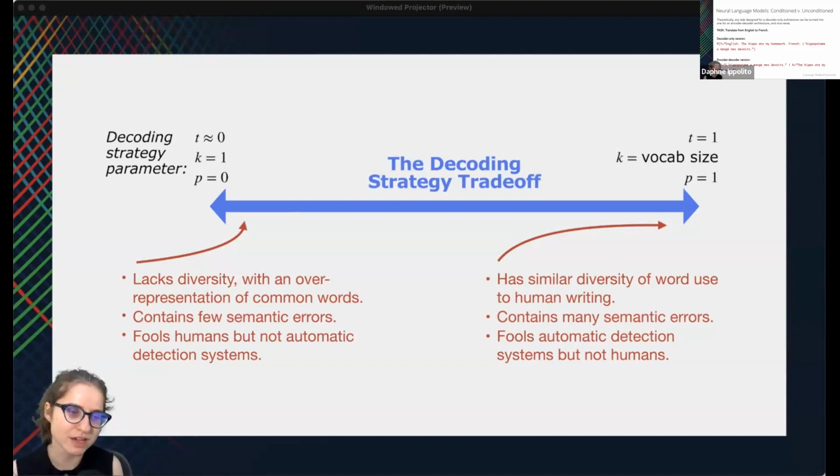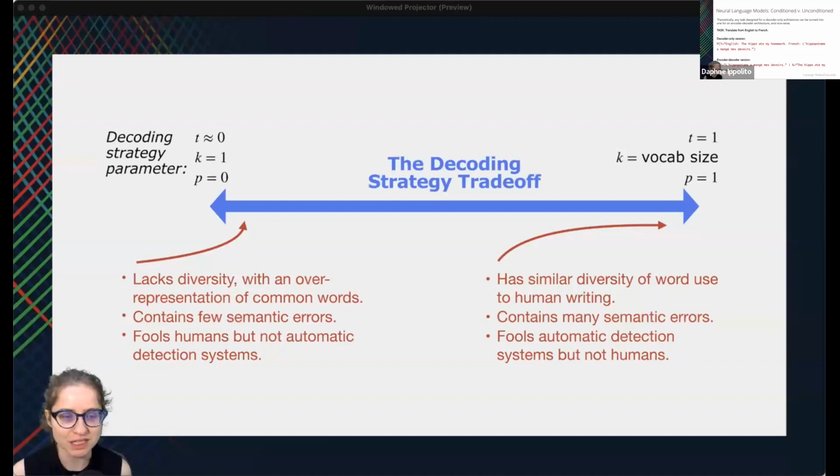And so if you choose values that are too low, you can end up with text that lacks diversity and has an overrepresentation of common words, but it also probably contains fewer semantic errors. And so it'll look more convincing to a human, but because you have these subtle overrepresentations of certain words, it'll actually be easier for automatic detection systems to detect. That's just a fun aside.